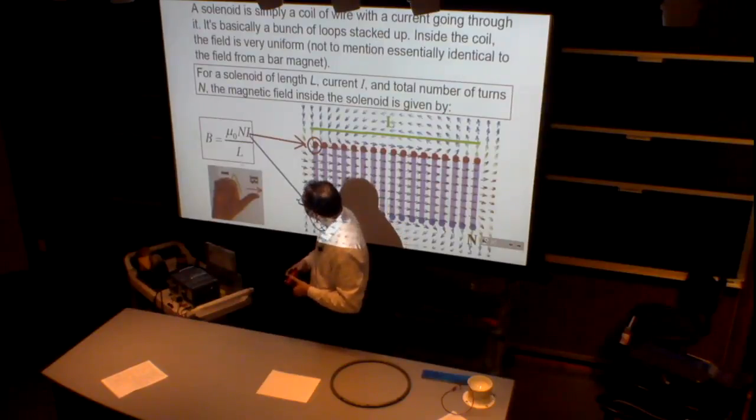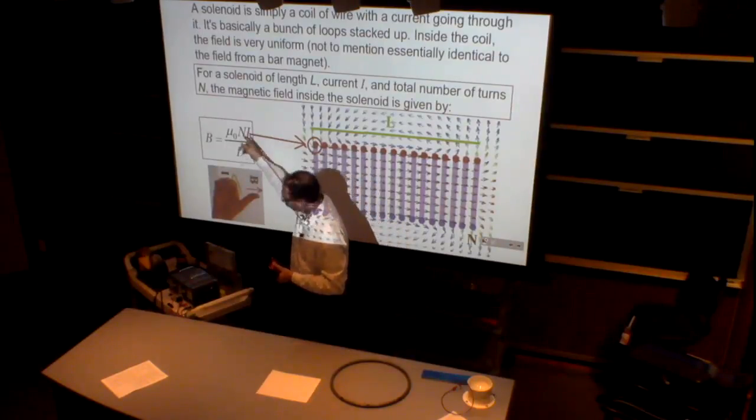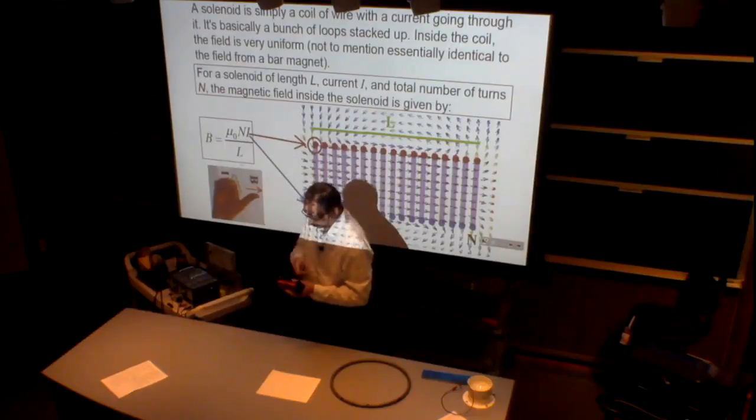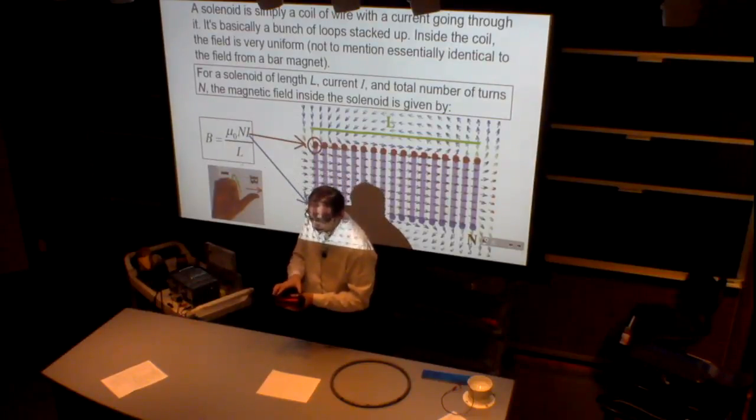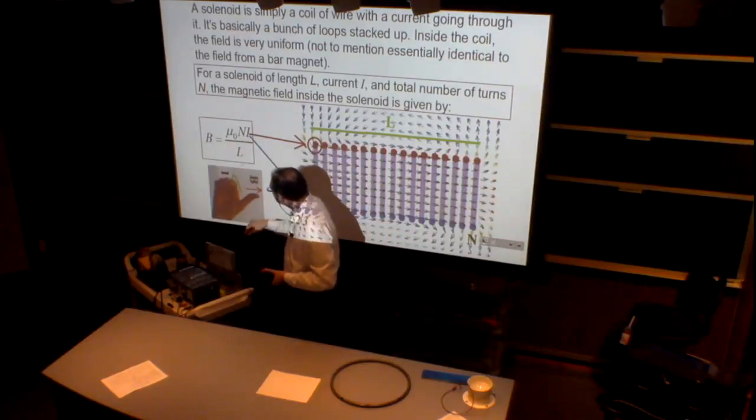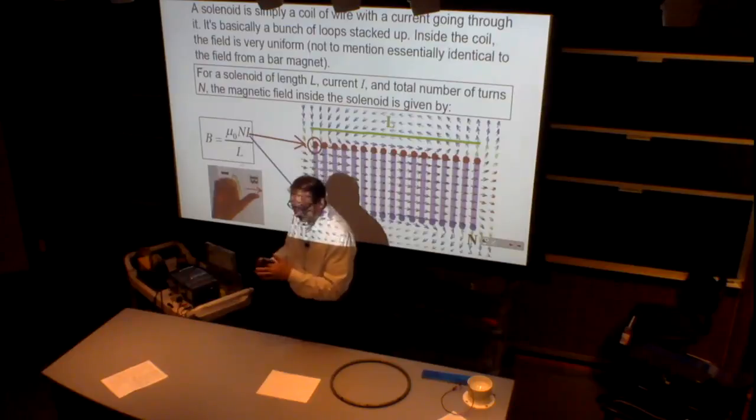And in this expression, the n is the total number of loops, and the L is the length of the solenoid. People usually use just little n as a density. And the magnetic field inside, as we saw, is practically uniform.